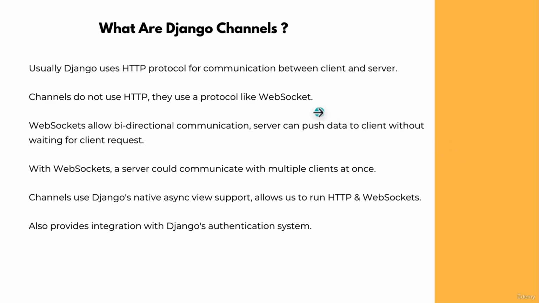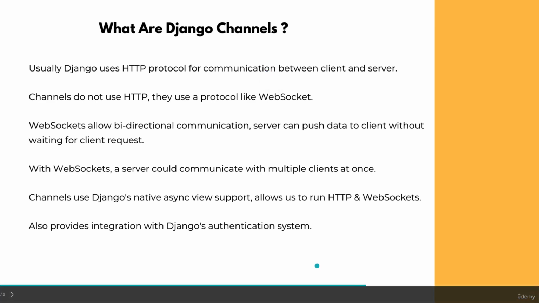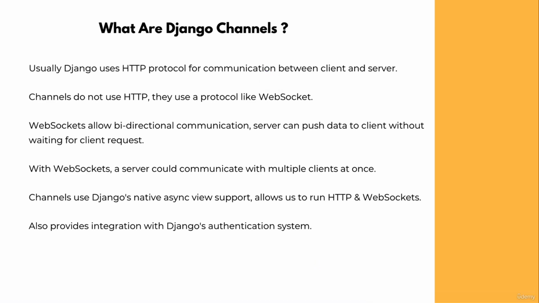Usually Django uses the HTTP protocol for communication between a client and a server. Whenever you create a Django application, typically you're using HTTP, a basic protocol that works between a client and a server. A client makes a request to the server and the server sends back an appropriate response.